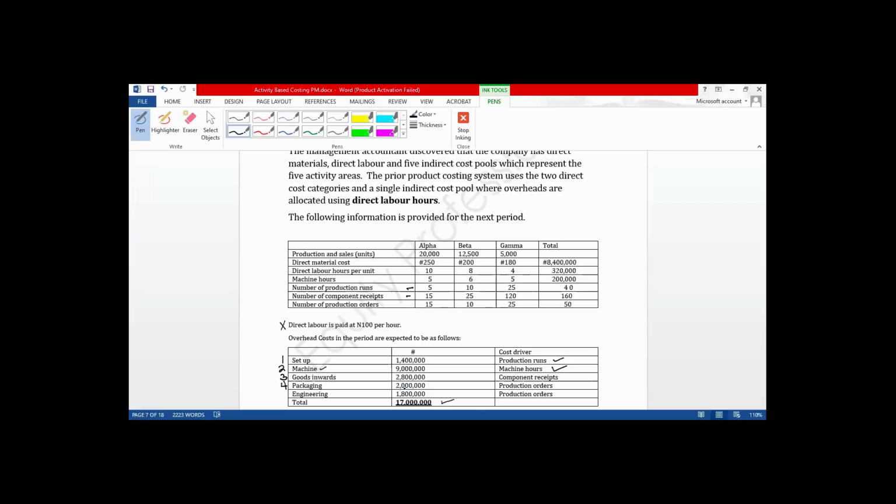Now check the table above. Look at the number of production orders: 15 for Alpha, 10 for Beta, 25 for Gamma. If you sum up, the total is 50. That means production orders is not tied to anything. We can now return here.